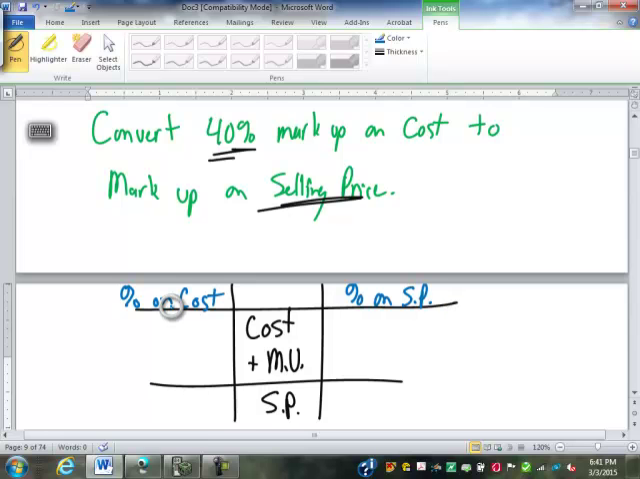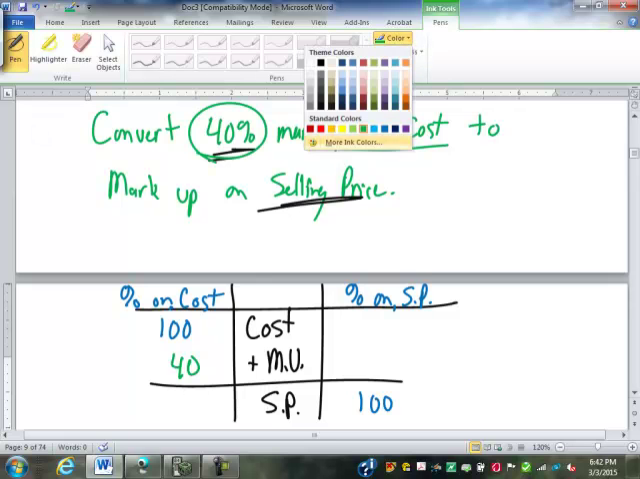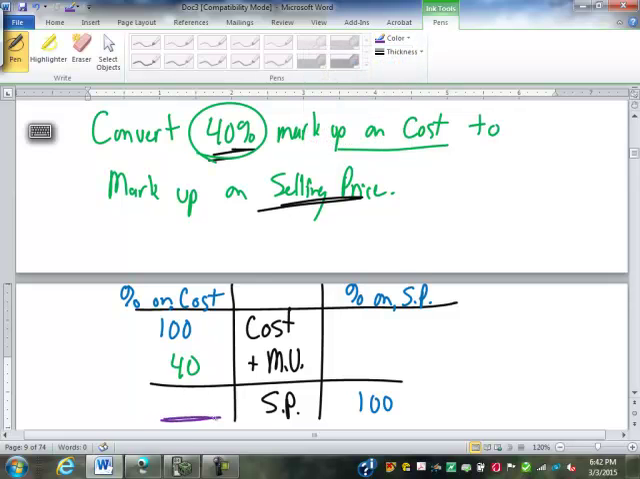And before we fill anything else in on this table, on this side where it's percent on cost, where does 100% go? With the cost. Very good. On this side, where it's marked percent on selling price, where would the 100% go? With the selling price on bottom. Now there is one piece of information we've been given, that 40%, which side is it going to go on? It is on cost. It goes on the cost side. 40% will go right here. Now with that, we can find this number down here, which will be 140.